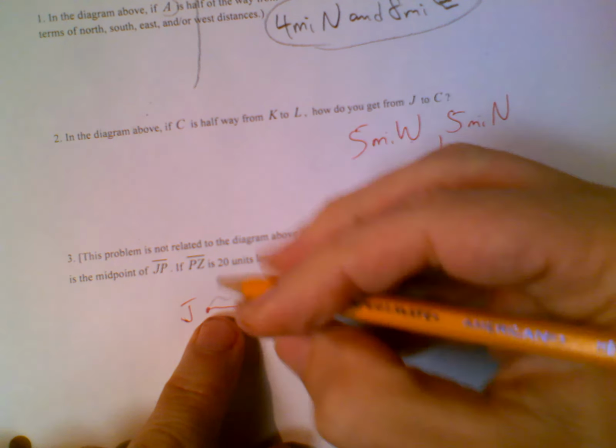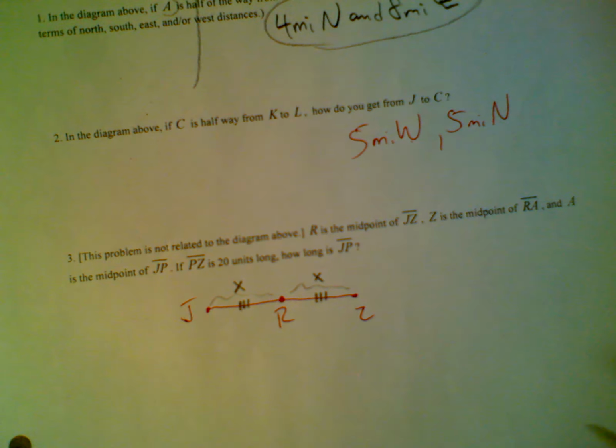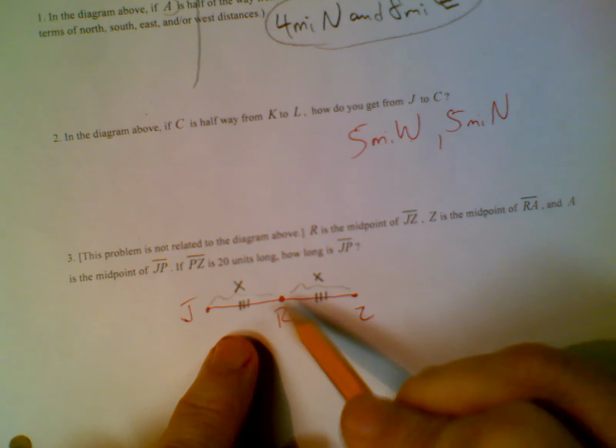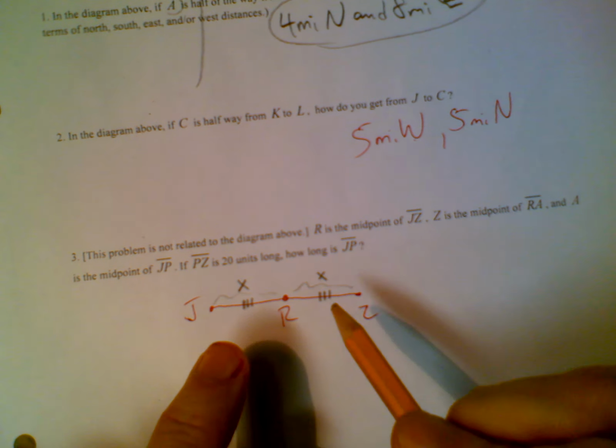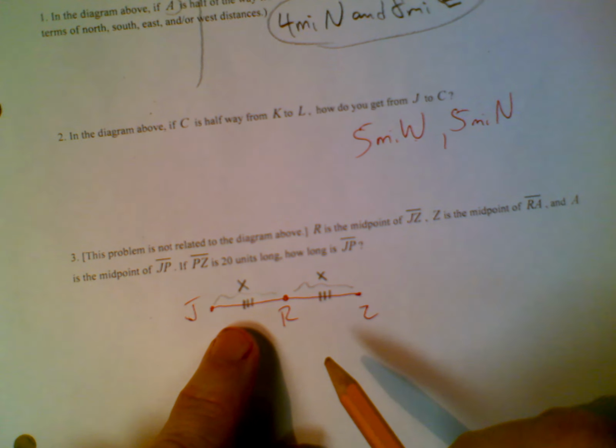But here's another way to do it. Call that X, put an X there, put an X there. The same variable for both segments tells us that these lengths are the same. We don't know what they are yet, but we know they're the same, and that's important to solving this problem.